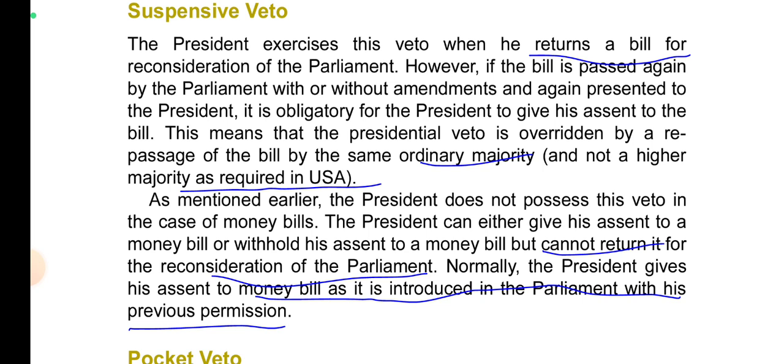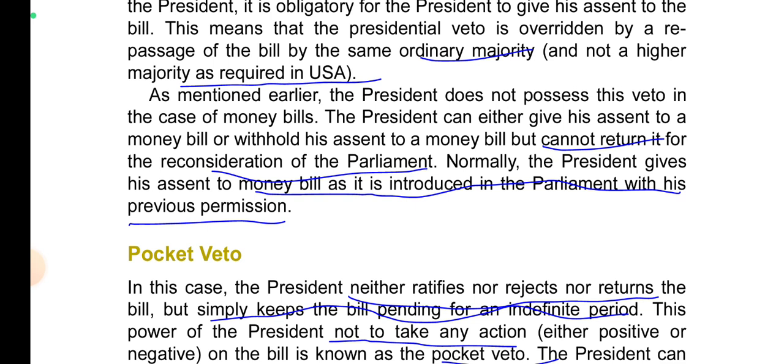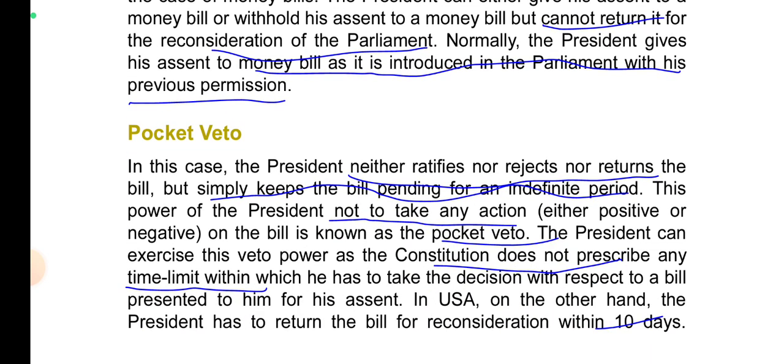As mentioned earlier, the President does not possess this veto in the case of a money bill. The President can either give his assent to a money bill or withhold his assent to a money bill, but cannot return it for the reconsideration of the Parliament. Normally, the President gives his assent to a money bill as it is introduced in the Parliament with his previous permission.